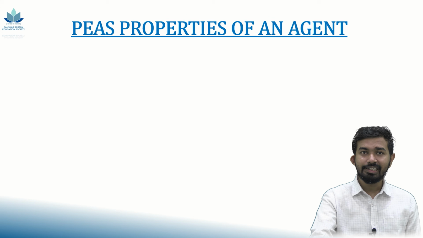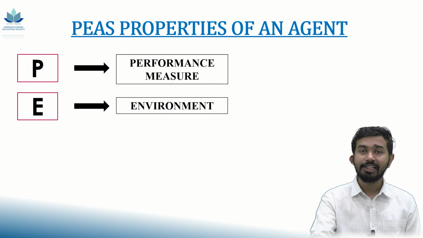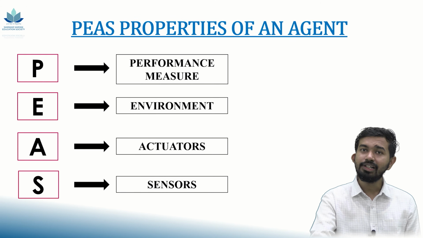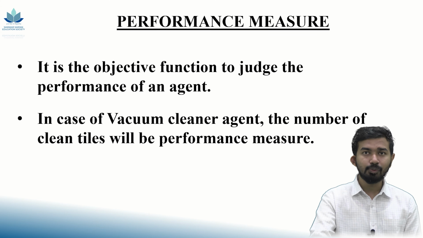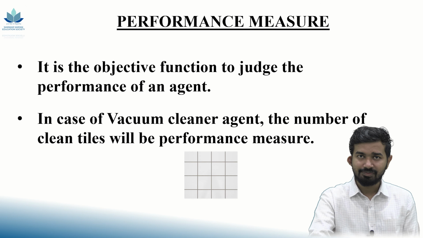Now let us start with the PEAS properties. P stands for performance measure, E stands for environment, A stands for actuators, and the last, S, stands for sensors. Let us discuss one by one. So, what is a performance measure? It is the function to judge the performance of an agent. In the case of a vacuum cleaner agent, the number of clean tiles can be your performance measure.